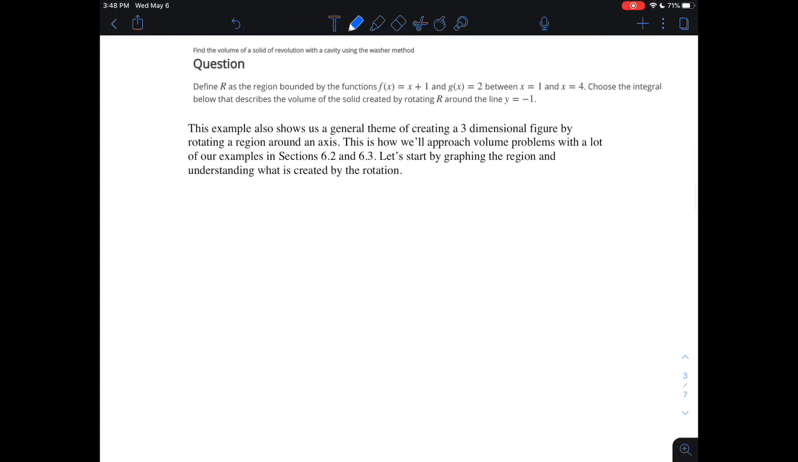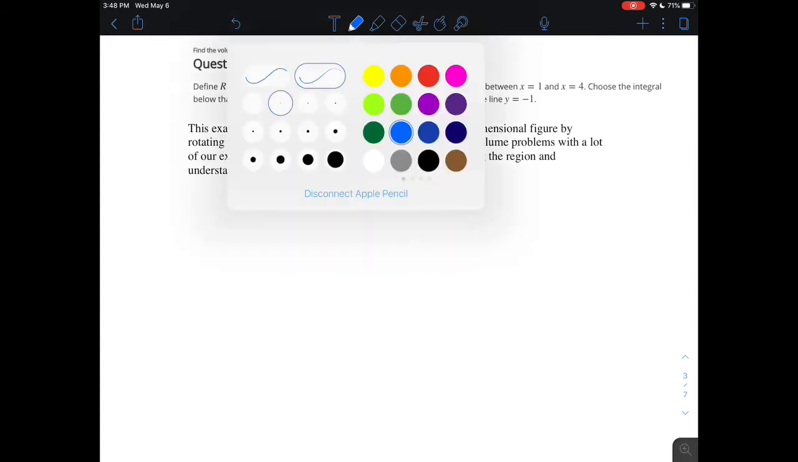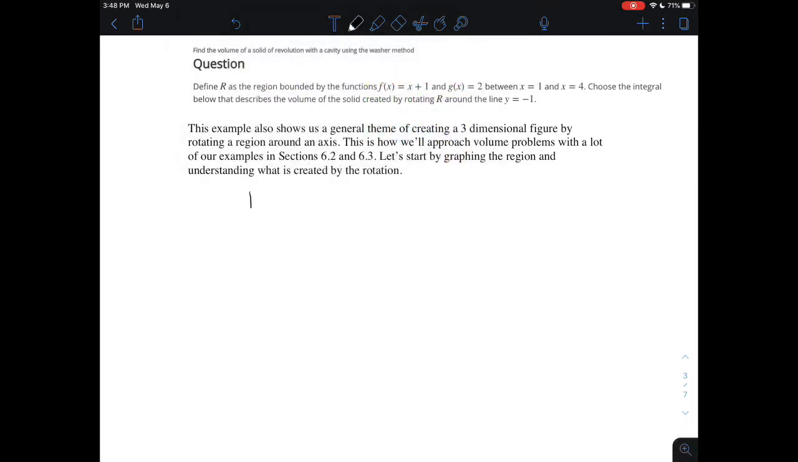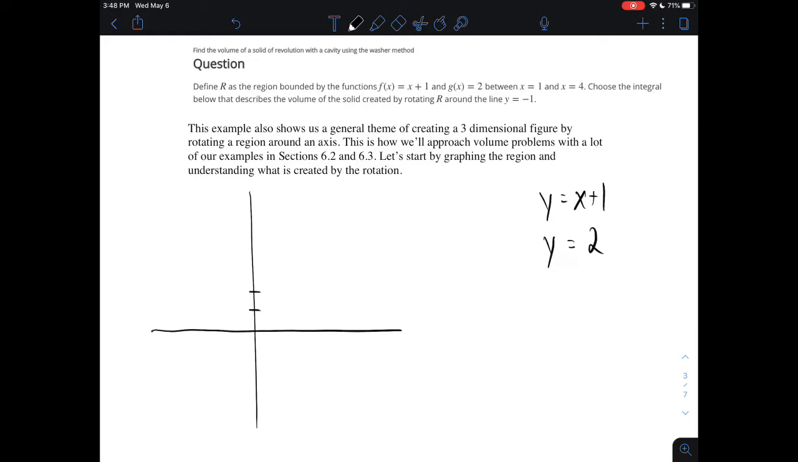So first, I'm going to start by just graphing the region capital R that they've described. We're given two functions, f of x equal x plus 1 and g of x equal 2. You can write those using function notation. Sometimes I find it easier just to think of these things as y as a function of x or x as a function of y. So y equal x plus 1, that's a line, and it has a y-intercept of 1 and a slope of 1. So I'm just going to sketch a line that shows that.